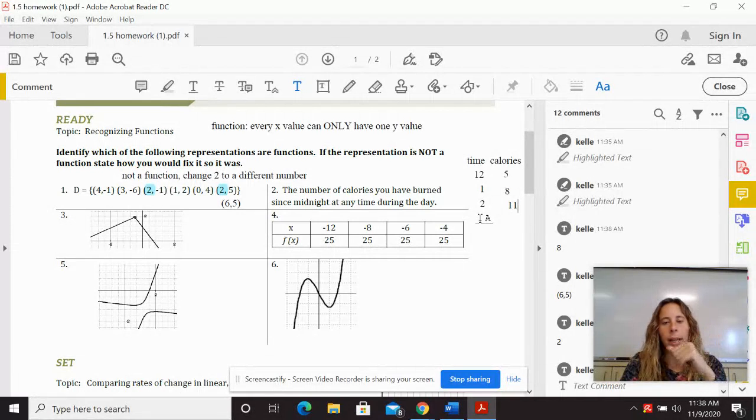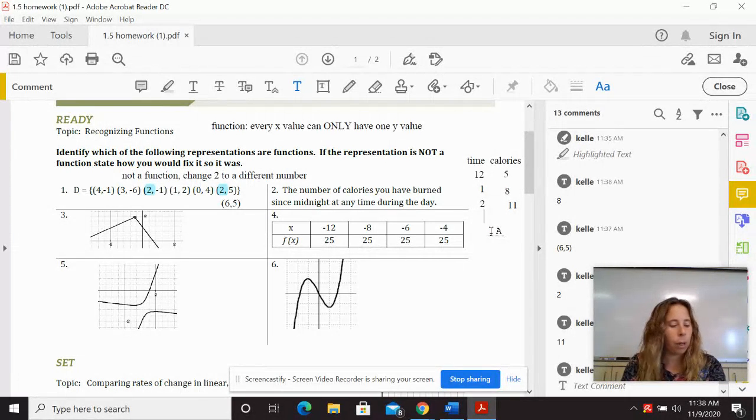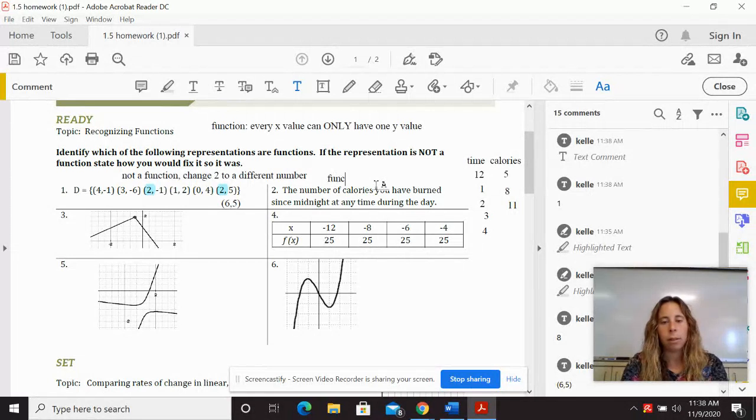So your x values are never going to be repeated, right? You're going from midnight to 11 p.m. So your time is never going to be repeated. Your x values are going to be 12, 1, 2, 3, 4, 5, 6, all the way down to 11. Okay? Hopefully that makes sense. So you don't have any repeated x values. So this one is a function.